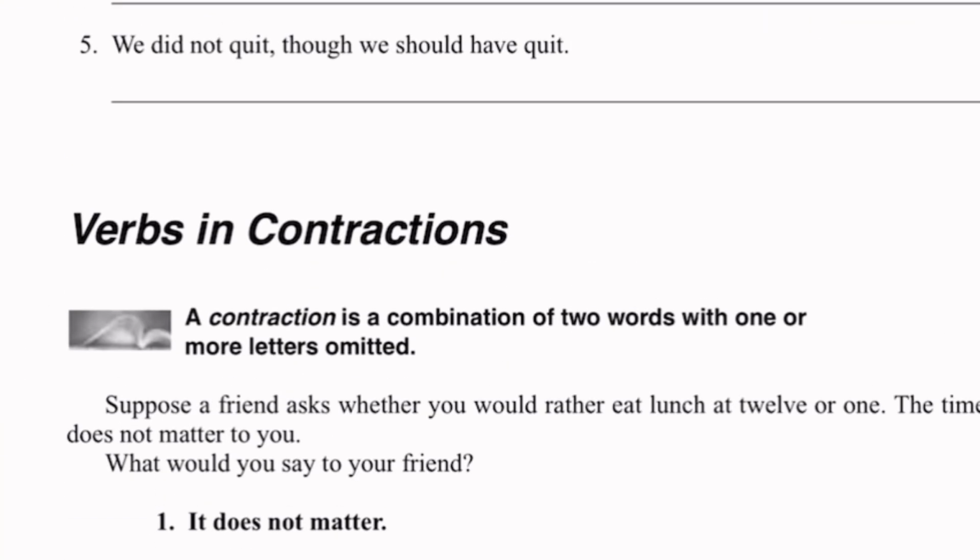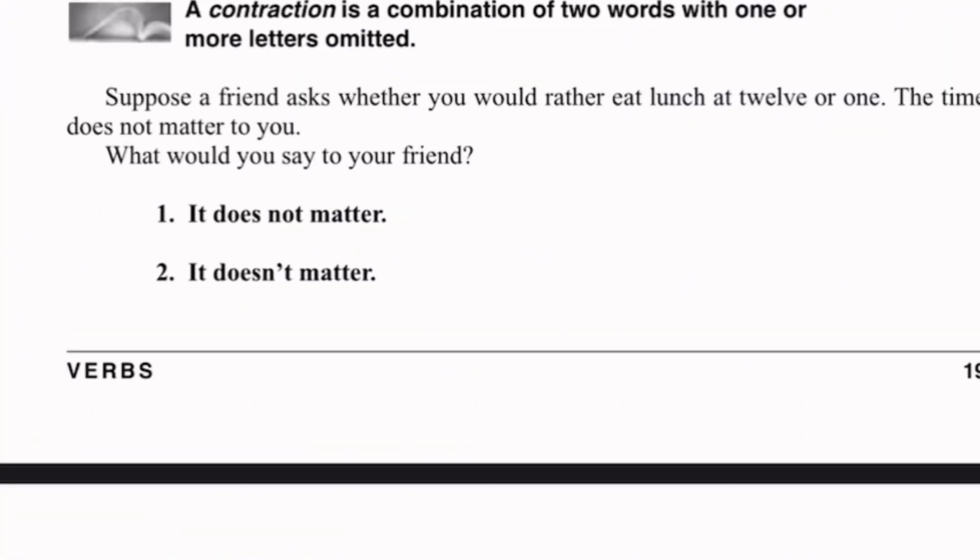Verbs in contraction. A contraction is a combination of two words with one or more letters omitted. Suppose a friend asks whether you would rather eat lunch at 12 or 1. The time doesn't matter to you, right? So what would you say? It does not matter. It doesn't matter. That's what you will say. You will probably say it doesn't matter.